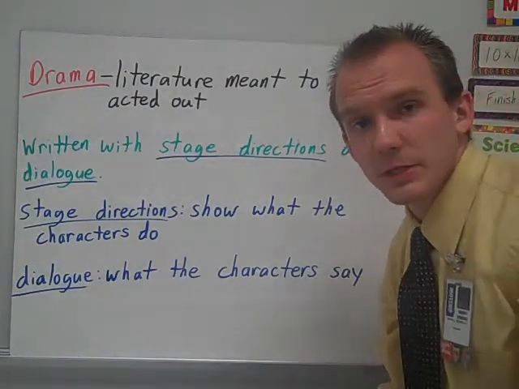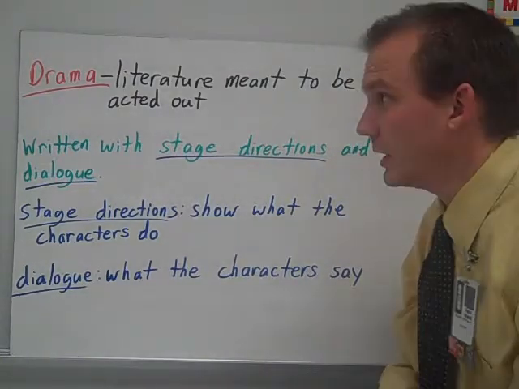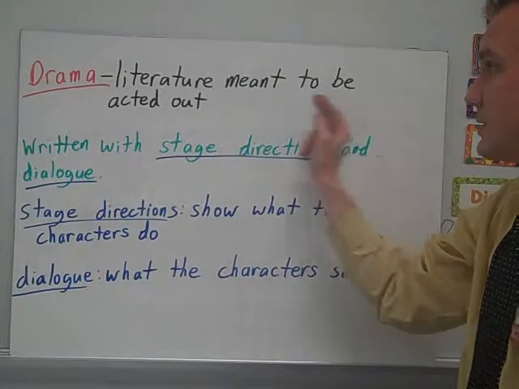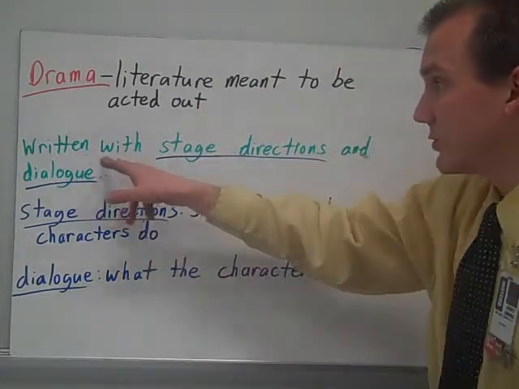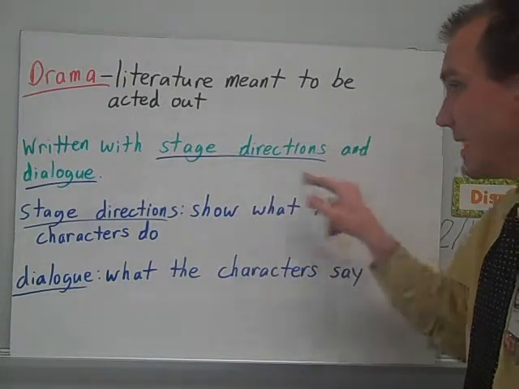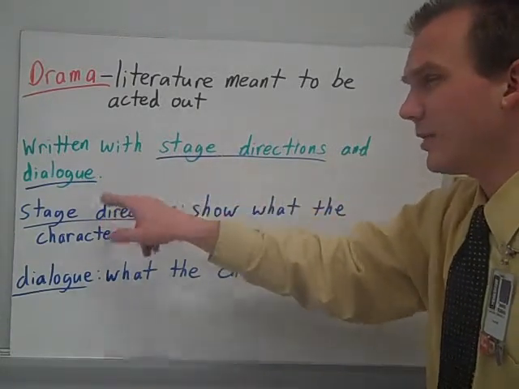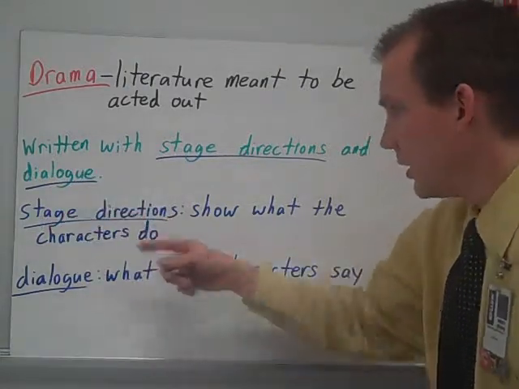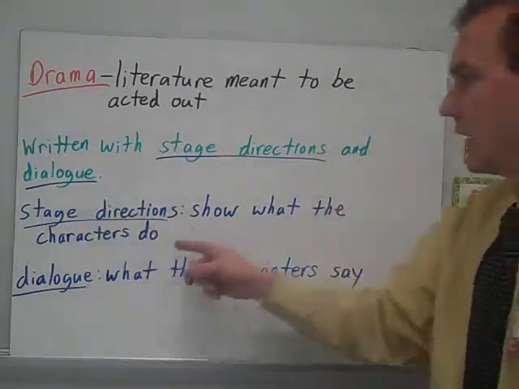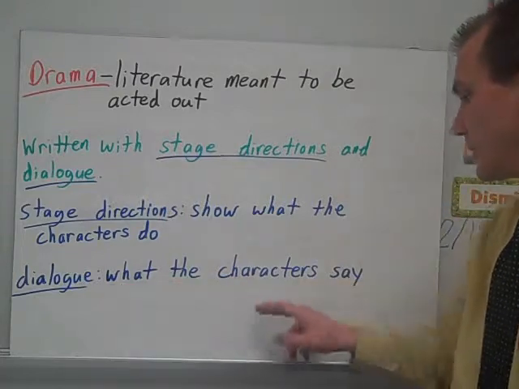Drama is a different type of literature or fictional writing. Drama is literature meant to be acted out, like on a stage or performed. It's written with stage directions and dialogue, but not in the sense that we might see it in a story. Stage directions show what the characters do, and dialogue is what the characters say.